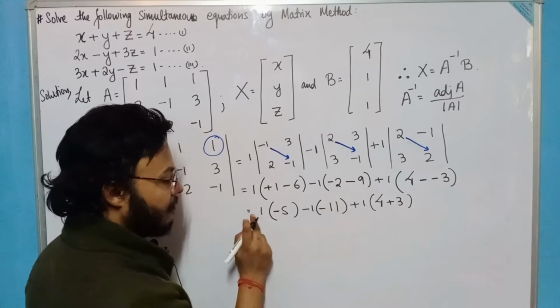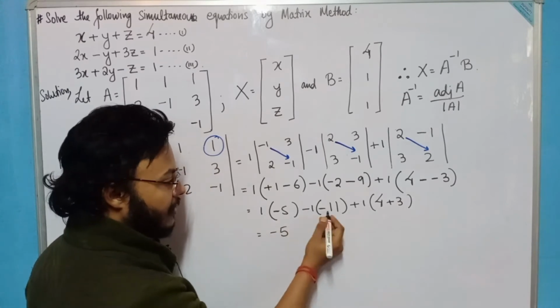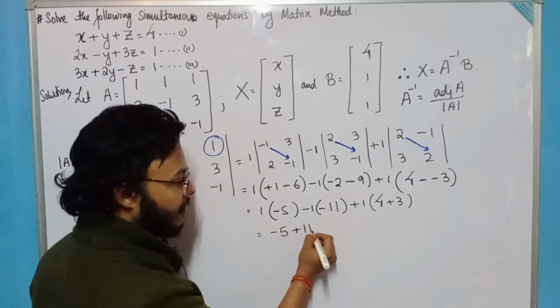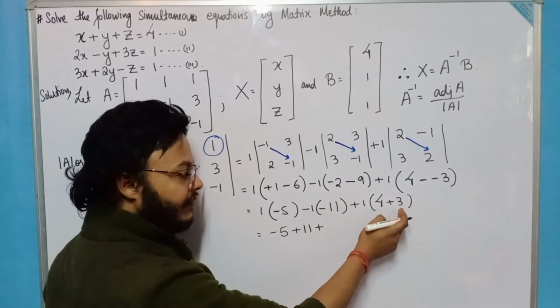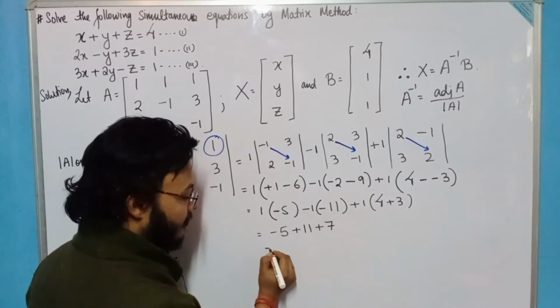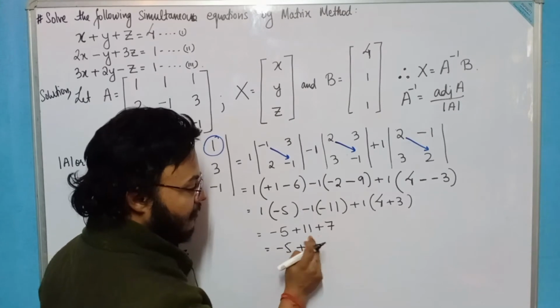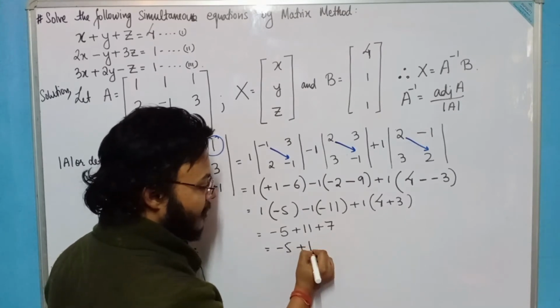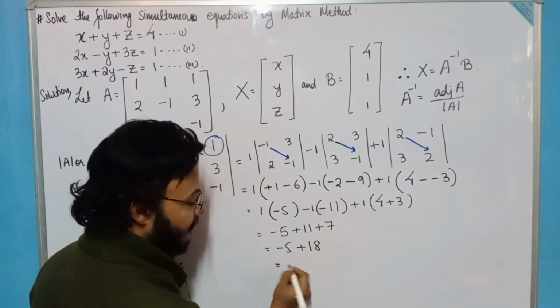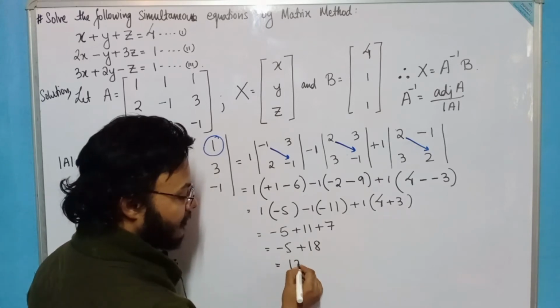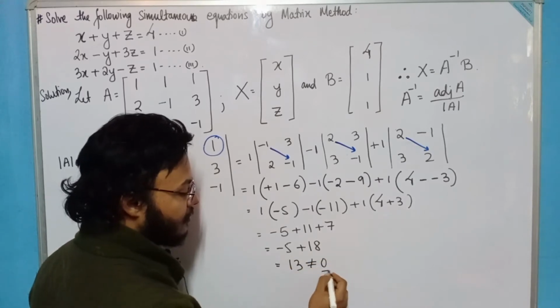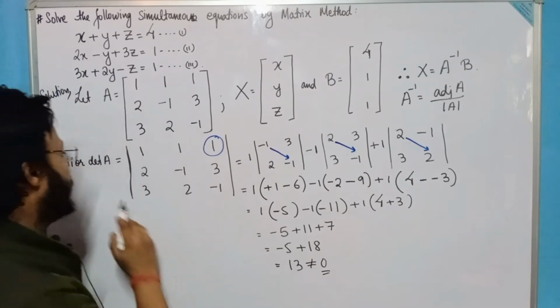Now what will this be? Plus minus minus 5, minus minus is your plus, 11 1s are 11. Plus 4 plus 3, 7. 7 into 1, 7. So what is this? Minus 5 plus plus, how much will it be? 18. So I finally got 18 minus 5 is your 13, which is not equal to 0. So I got the value of determinant of A.